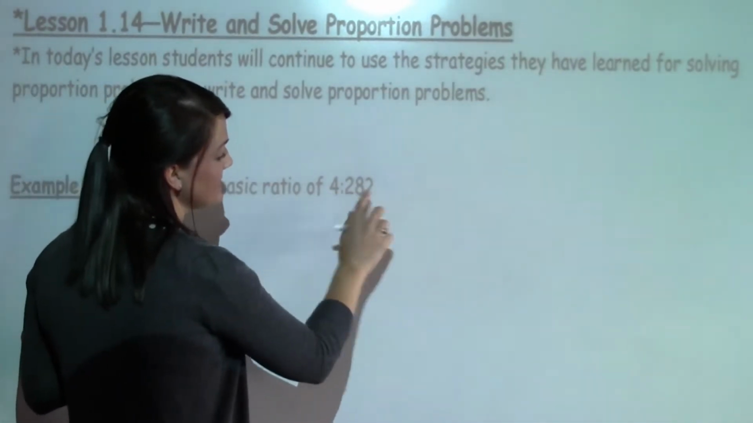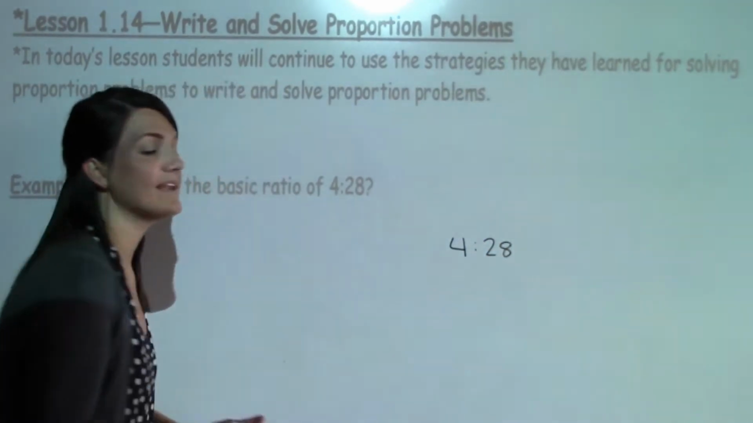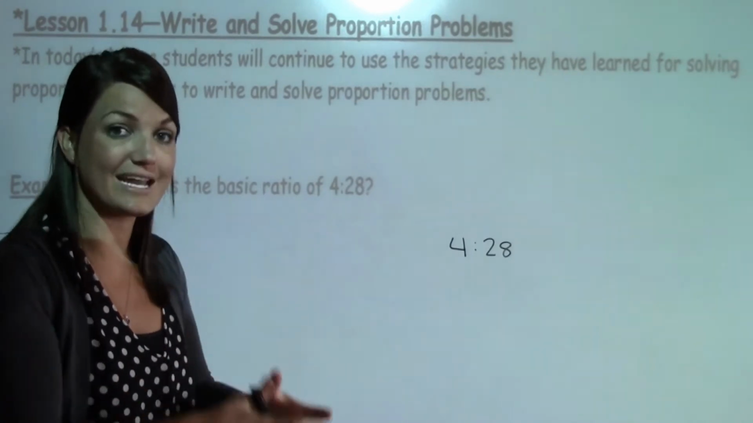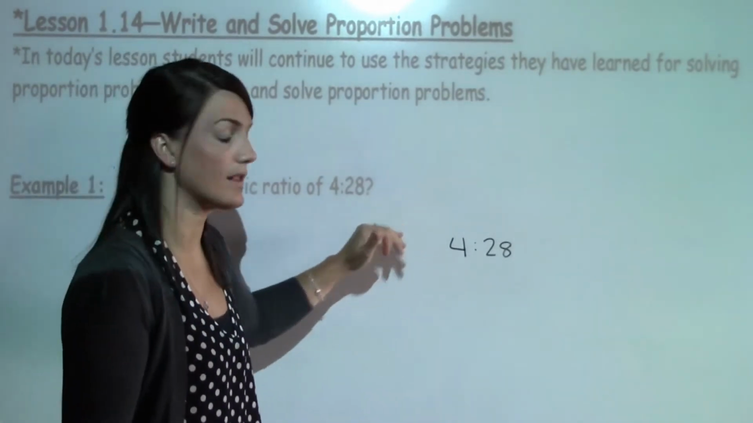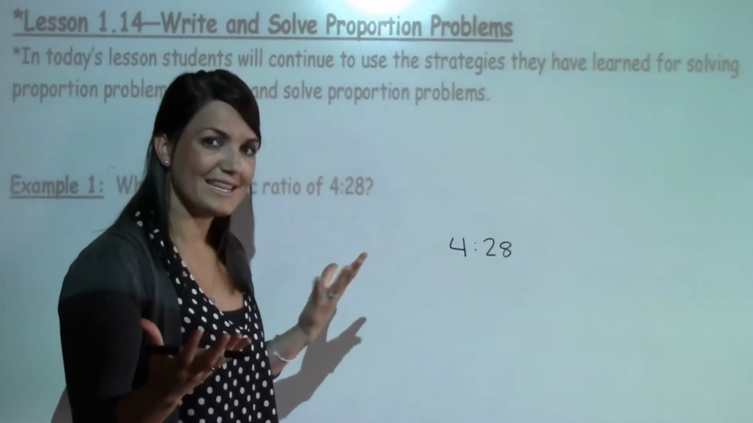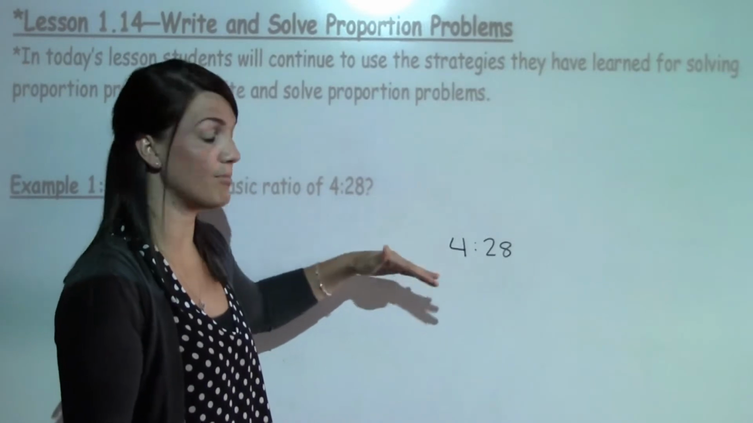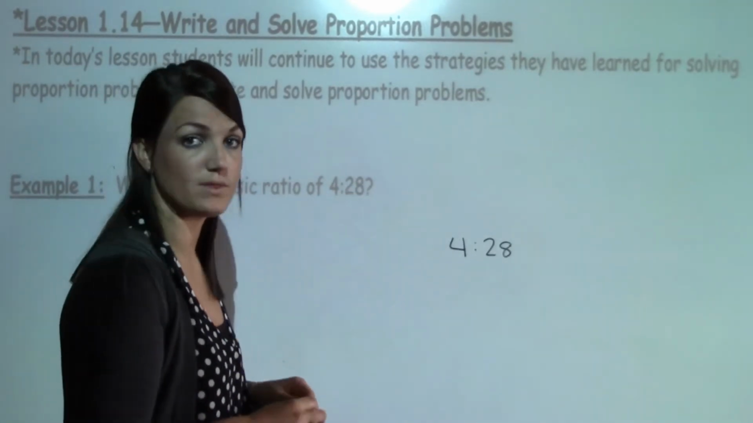So to find the basic ratio, I'm going to rewrite my ratio. And then I'm going to start thinking about numbers that those two numbers have in common, things that I could divide both numbers by in order to make these numbers smaller. So again, these can vary. Students might see that they have a 4 in common and pull out a 4. They might see that they have a 2 in common, and I'm actually going to show you both examples.